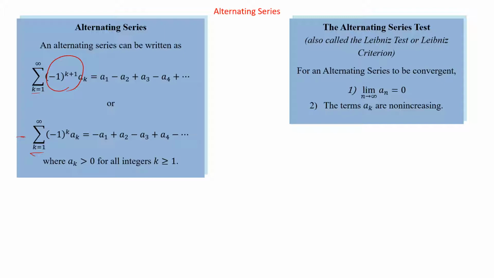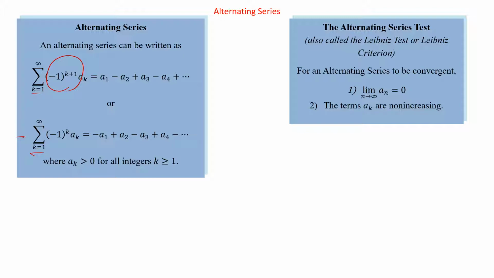From an alternating series, to test to see whether it's convergent or divergent, we use the alternating series test. It's also called the Leibniz test or Leibniz criterion because it's attributed to Leibniz, one of the creators of calculus, for coming up with it. So what it says is that for an alternating series to be convergent, first the limit of the terms not including that -1 must equal 0. And then second, the terms are non-increasing. That means that they either go down or stay the same.